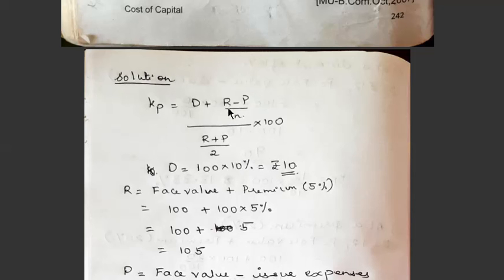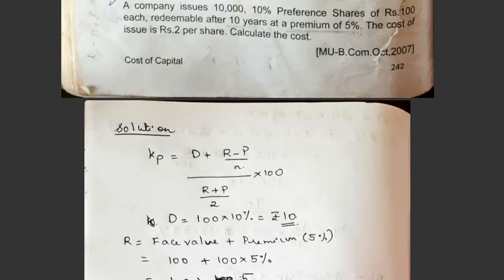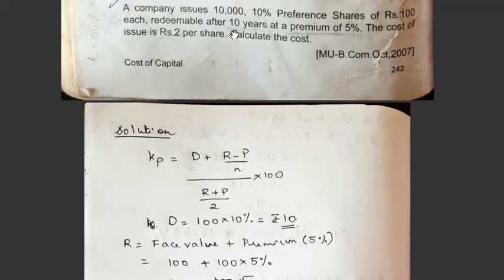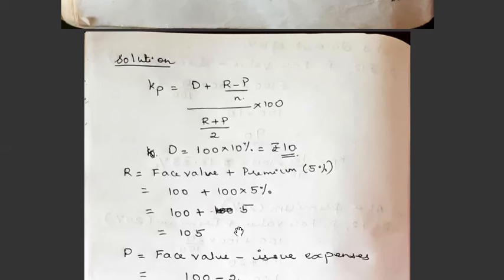R is equal to redemption. Now how are they going to redeem? If you check the problem, it is redeemable after 10 years at a premium. So premium of 5%, that is you have to add 100 plus 100 into 5%, you will get 5. 100 plus 5 is equal to 105.